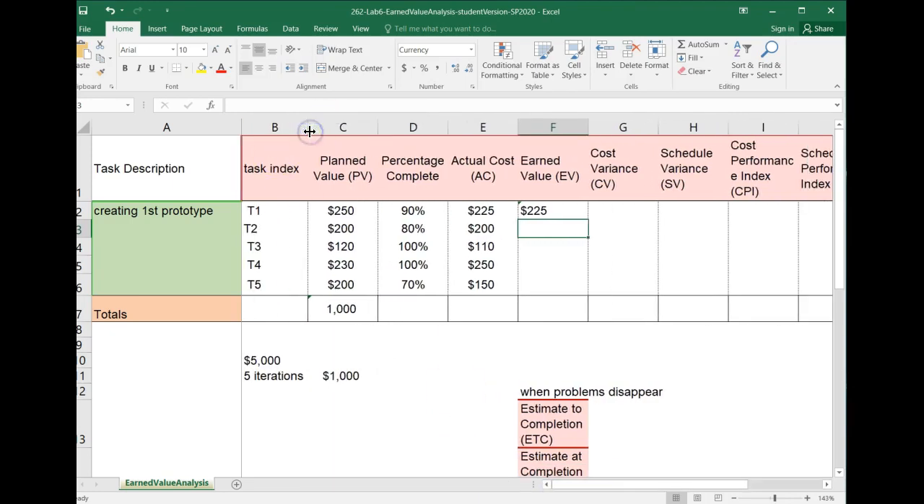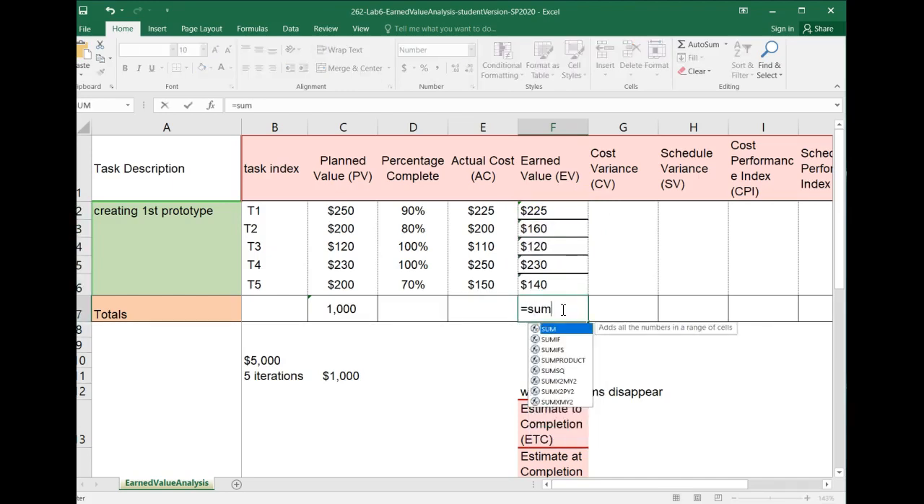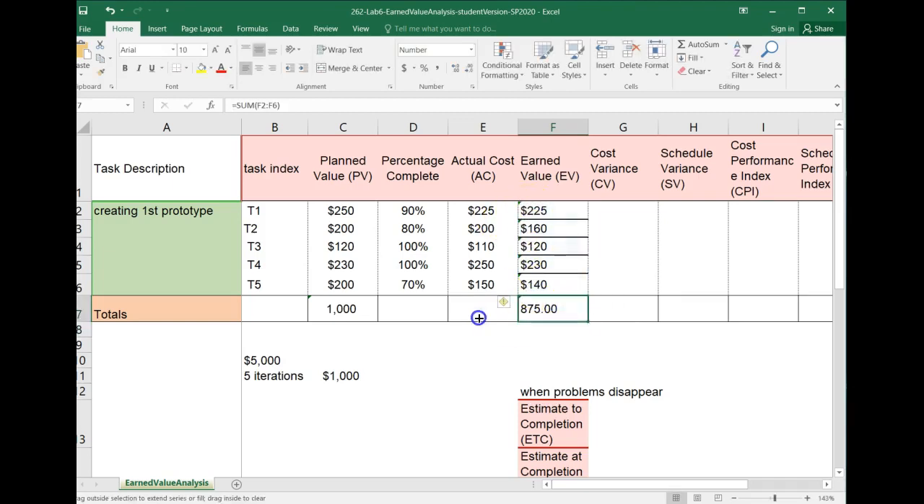Move this a little to the left, and you can drag the formula down. Again, this is planned value times percentage completed. It shows how much would you pay for that much work that has been done. And we're going to do a total here. Sum of your earned is this much. I'm going to drag this to the left. This is how much you spent. This is how much you would spend if you were to go by your original plan.